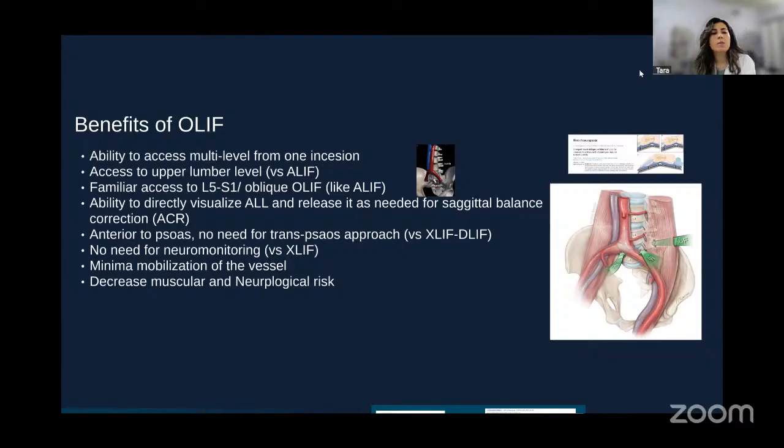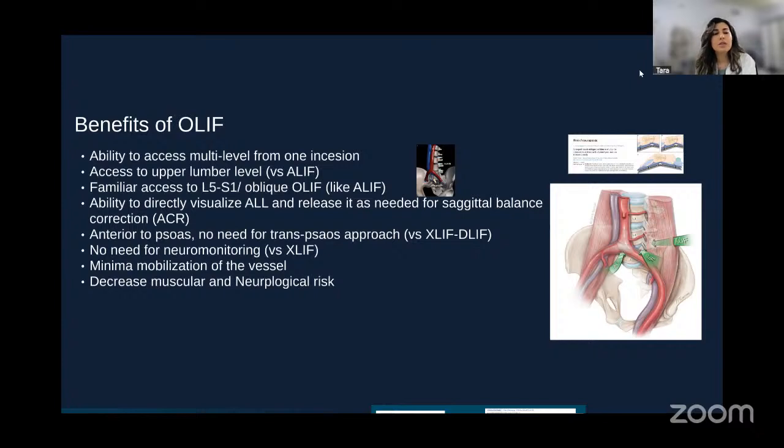It is the ability to access the upper lumbar levels, which might be very difficult, impossible, or very risky due to the transposition of the great vessels. OLIF is not able to do L1-2 or L2-3. The ability to directly visualize the anterior longitudinal ligament and release the anterior compartment when it is needed for the correction of the sagittal balance.